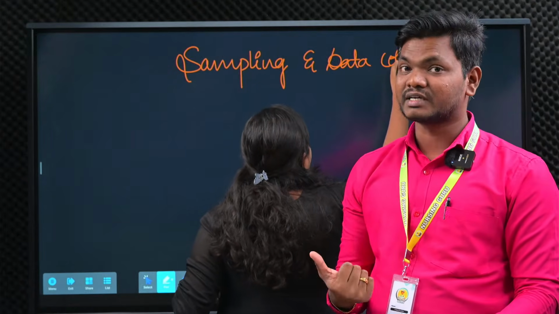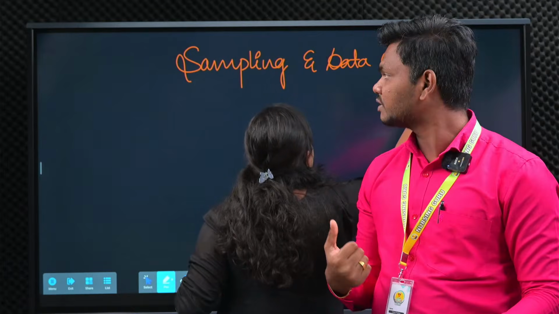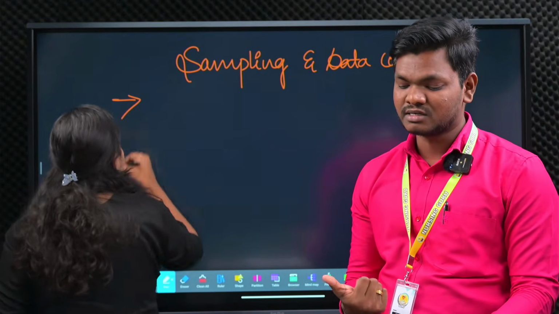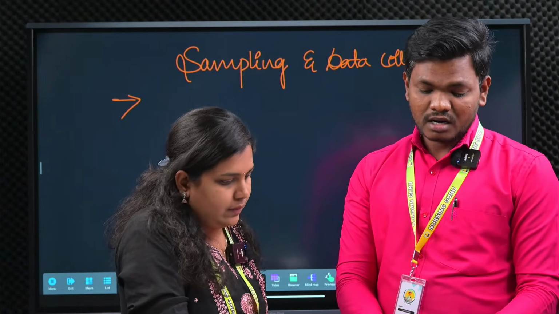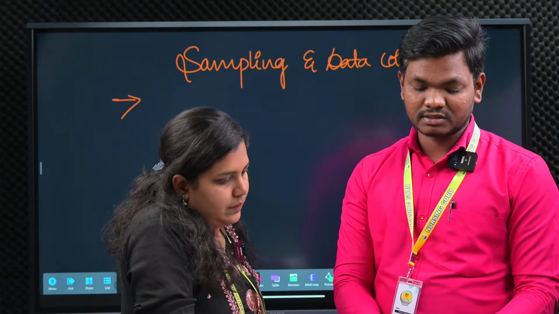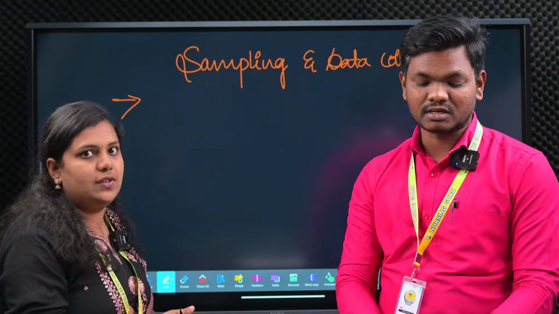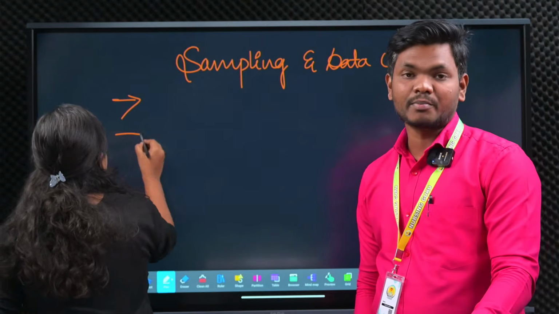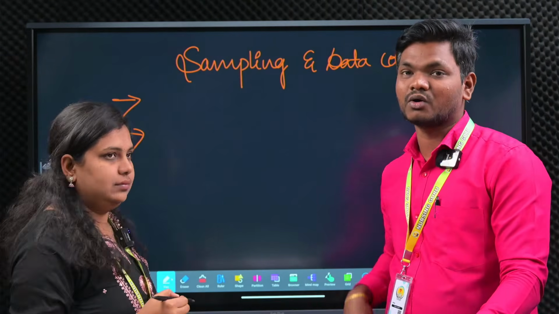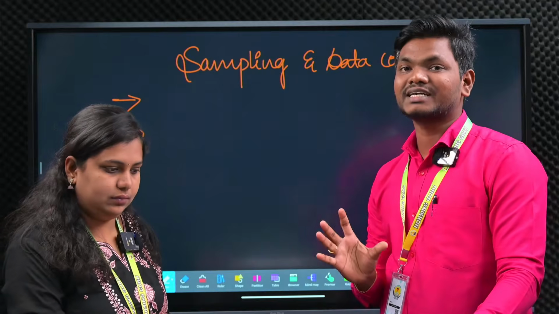Okay, so the 15 marks we are talking about. This two chapter will be carrying the 15 mark questions. So what is sampling and data collection? Sampling is the process of selecting the subjects or samples from the population to represent the whole. We cannot do the study on the entire population.